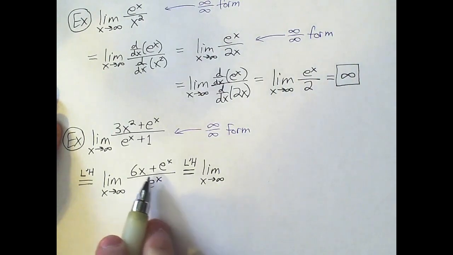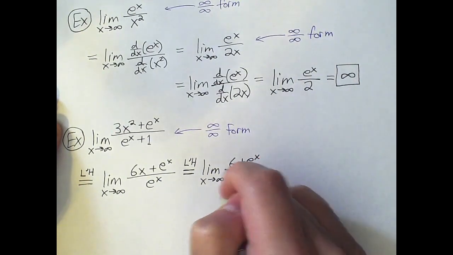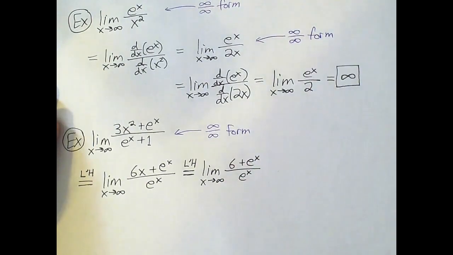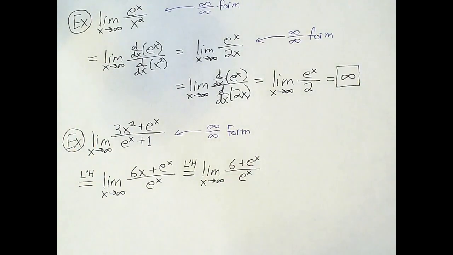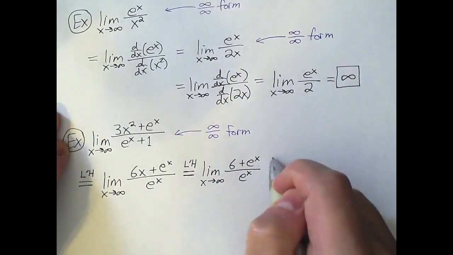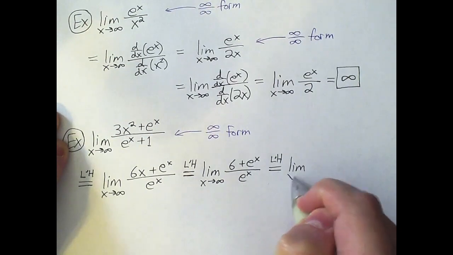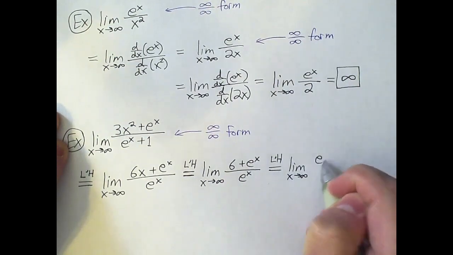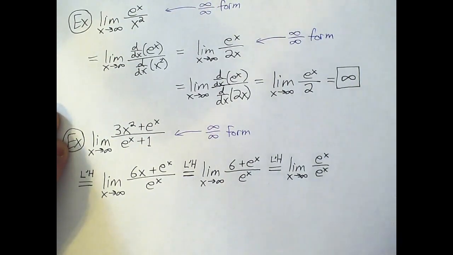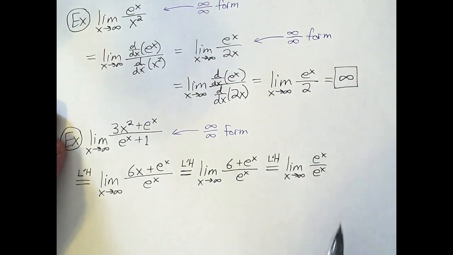So what's the derivative of 6x? That's 6. We get this. Looks like the numerator is going to infinity and the denominator is going to infinity. We could apply L'Hopital's rule again. And we get e to the x over e to the x. Ah, well, this is also an indeterminate form, right? It's an infinity over infinity case.